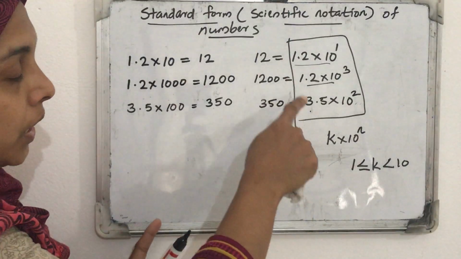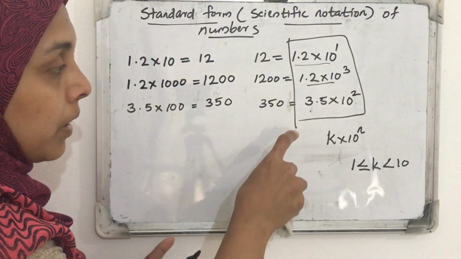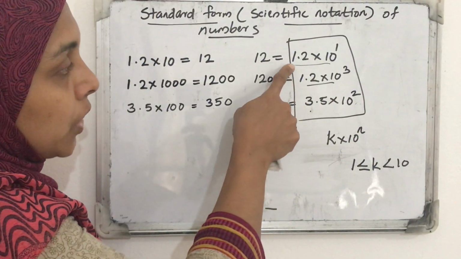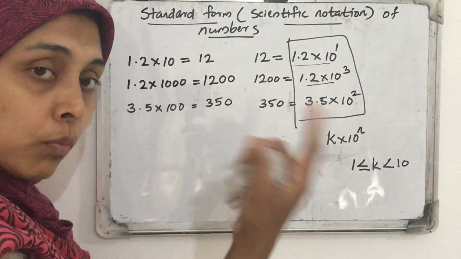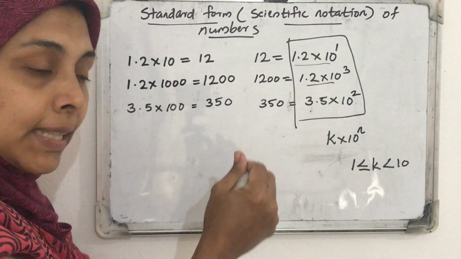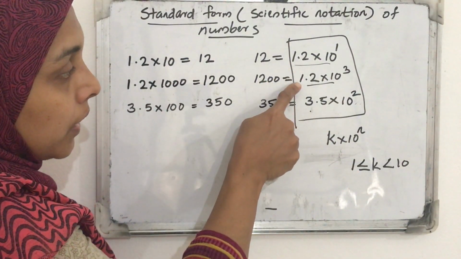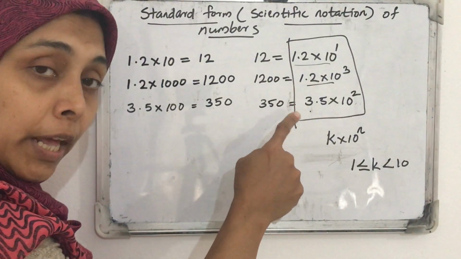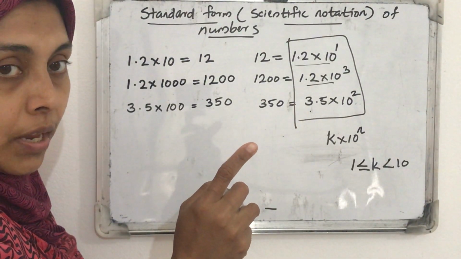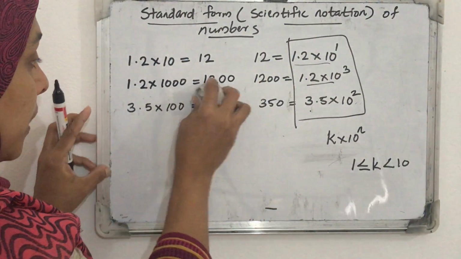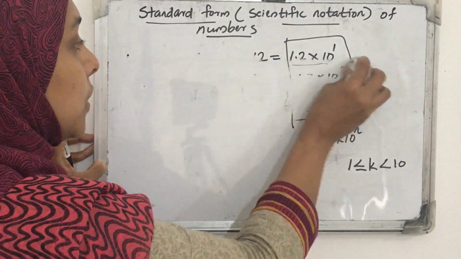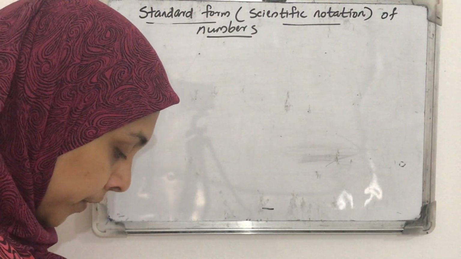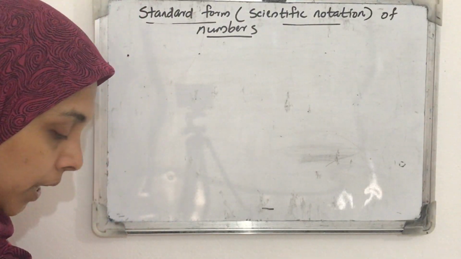Did you understand this? Here we want to write the number so that the part before the decimal is 1 or more than 1, and less than 10. Here you look, it is 1, here it is 1, here it is 3, and it should not be 10 or greater than 10. Then only it will be in standard form. Now we can discuss other examples, like how a very large number can be expressed in standard form.